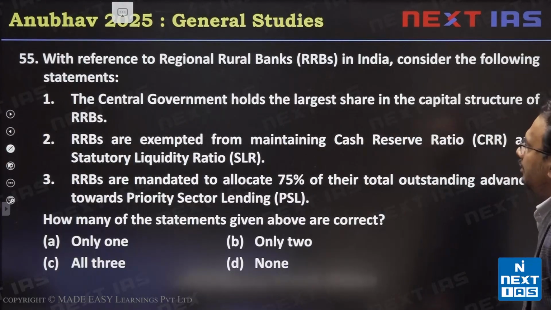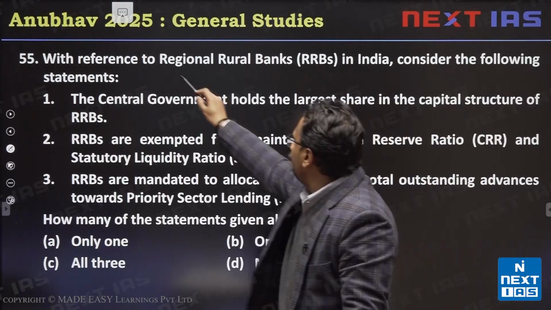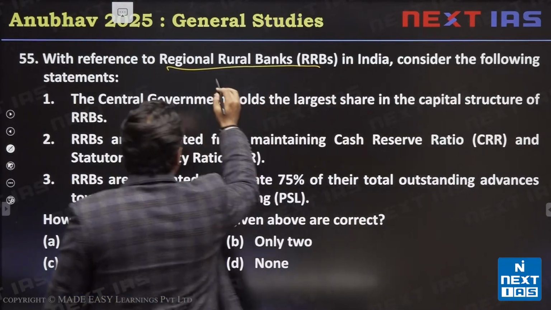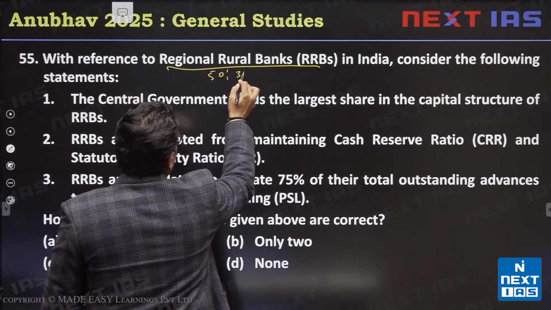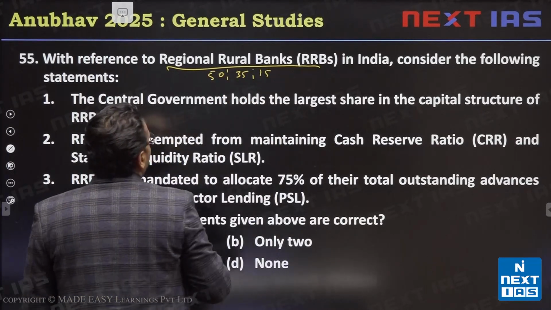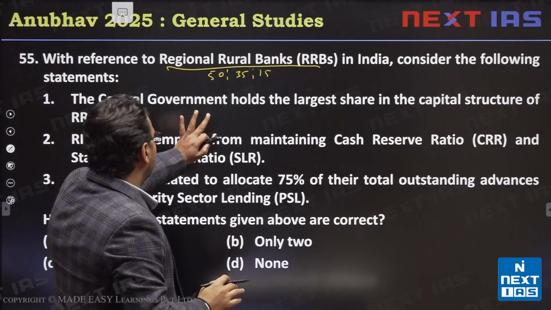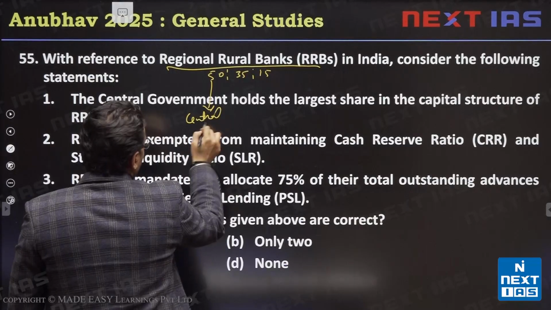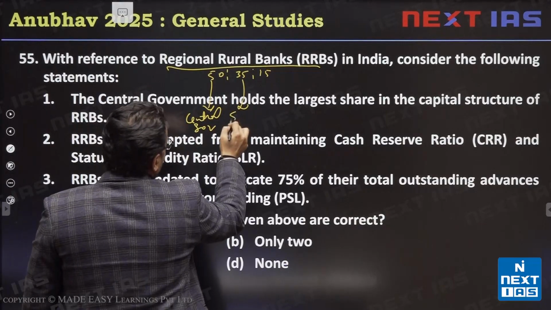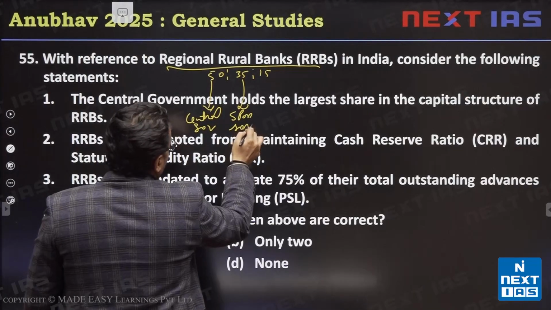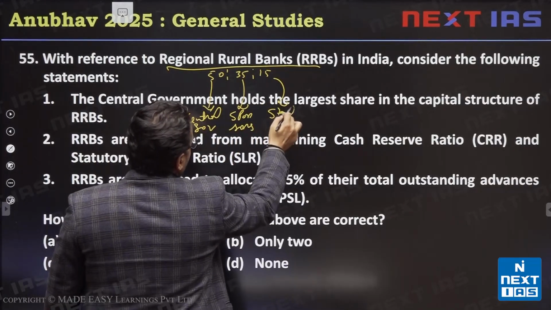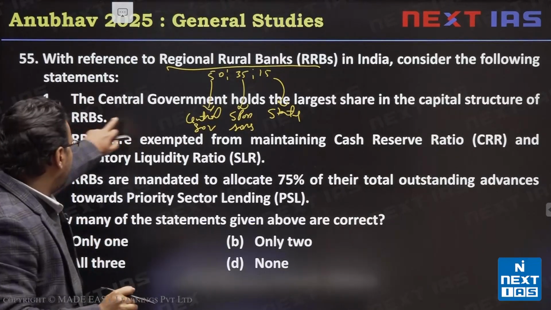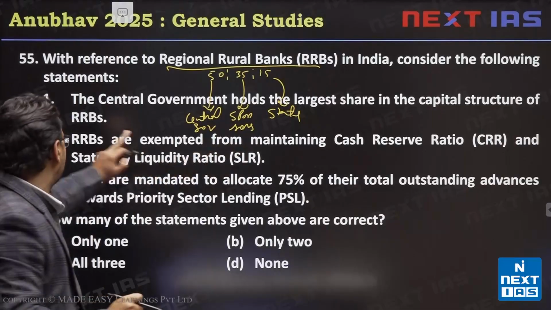Moving ahead, with reference to the regional rural banks, consider the following statements. With regional rural banks, the ratio is 50, 35, 15. The 50 is the central government, which is the sponsor, then the sponsor bank, and then the respective state. This is the ratio of the corpus of money. The central government holds the largest share in the capital structure of the RRBs.